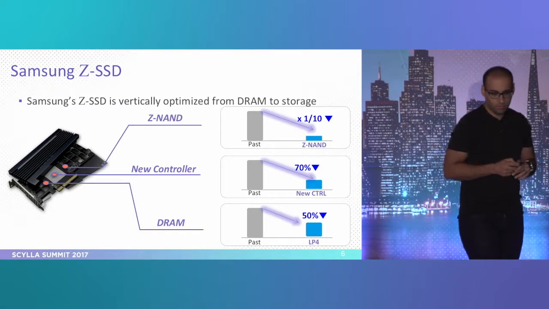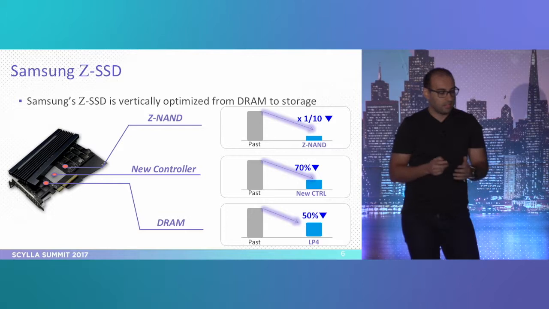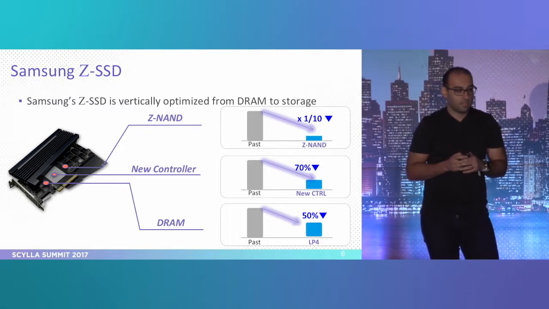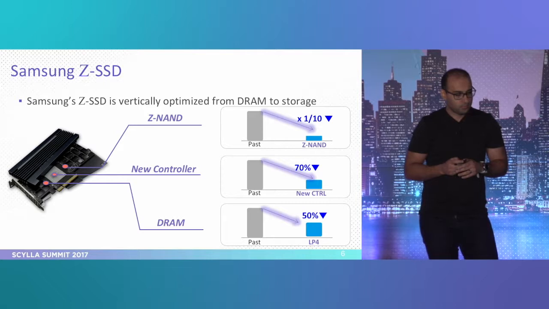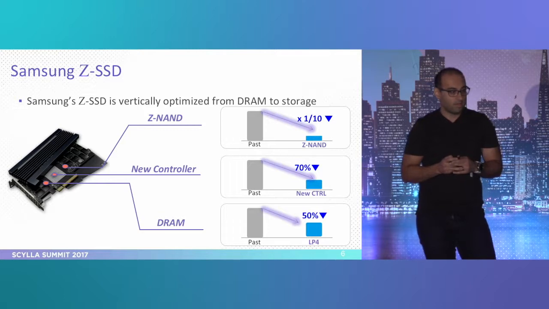In order to get to this device, Samsung had to make optimizations in multiple layers inside the SSD. The first thing was the Z-NAND, which has a 10-fold improvement in latency compared to the past. Then the new controller that Samsung created has a 70% improvement compared to the past controller. The DRAM used in the Z-SSD is 50% faster than in past SSDs. So there are optimizations inside this device in different places to make this 5.5 or 6x improvement in latency possible.